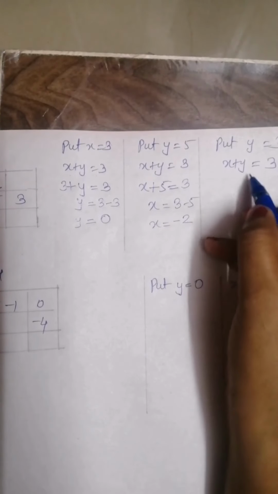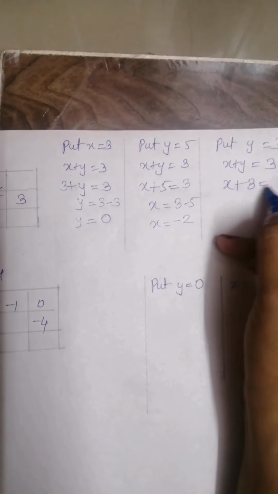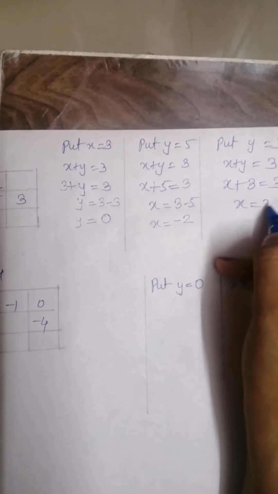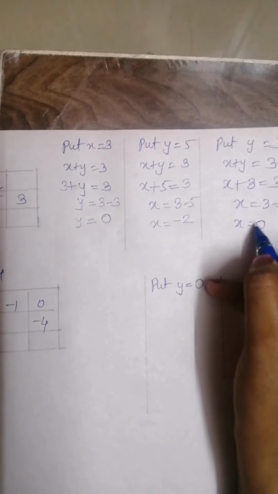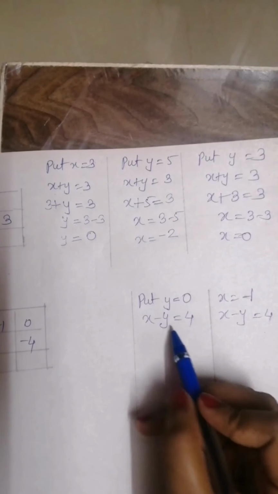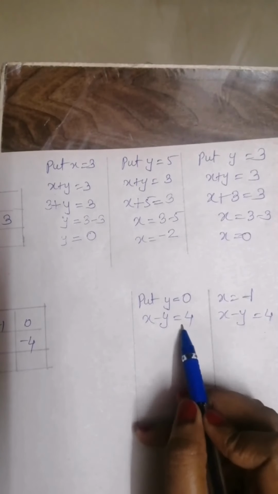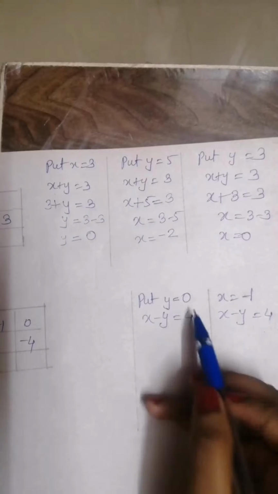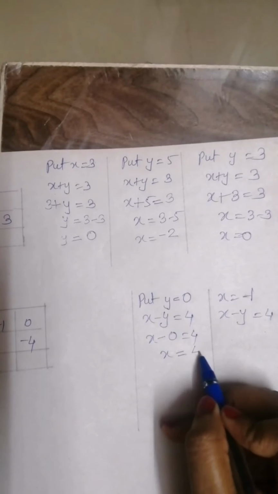Come to the third one. This is x plus y equals 3, put y equals 3. Therefore x equals 3 minus 3, and this x equals 0. Now start with the second equation, x minus y equals 4. Put y equals 0. X minus 0 equals 4. Therefore x equals 4.